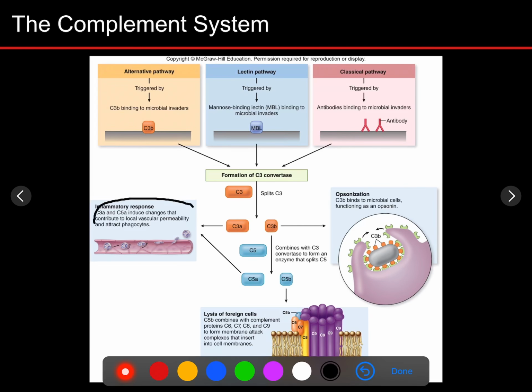C3a is a very potent stimulator of the inflammatory response. So C3a is going to activate mast cells to release histamine, which is the main organizer of the inflammatory response. C3a also increases vascular permeability, making your blood vessels even more leaky, which is going to attract more cells and more complement proteins to the area.